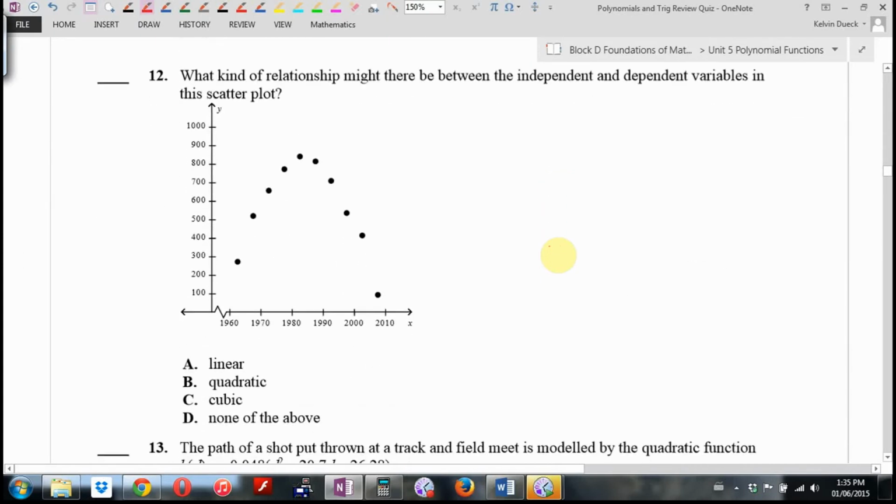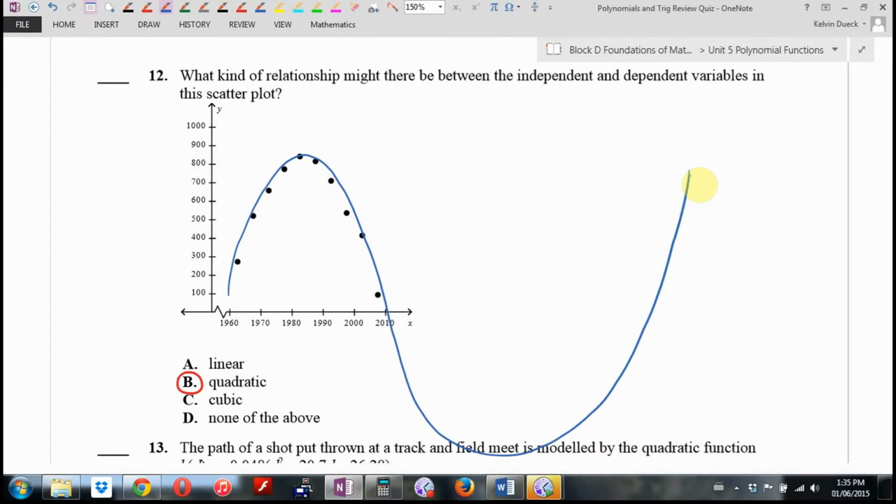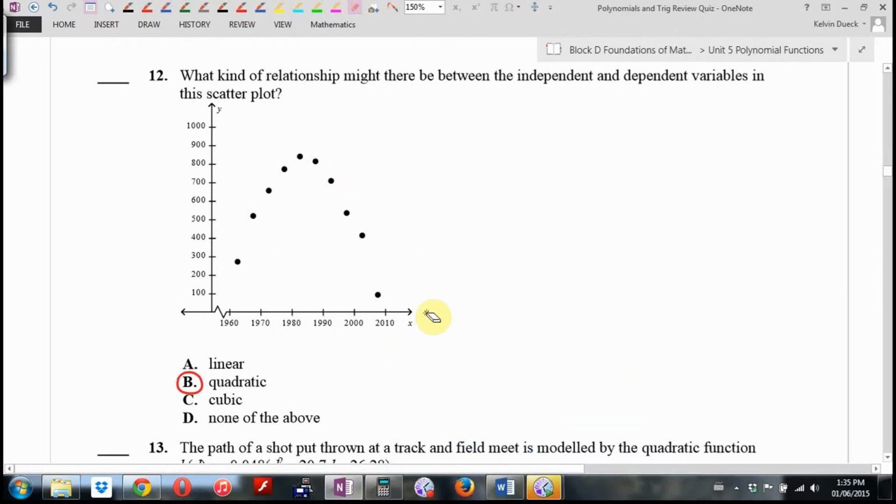What kind of relationship might there be? You know what? It's a quadratic, isn't it? It's definitely not linear. Now, the other thing it could be is part of a sine function. We'd need more data. But since I told you those 4 options, I didn't give you sinusoidal to pick, we'll assume it's a quadratic.